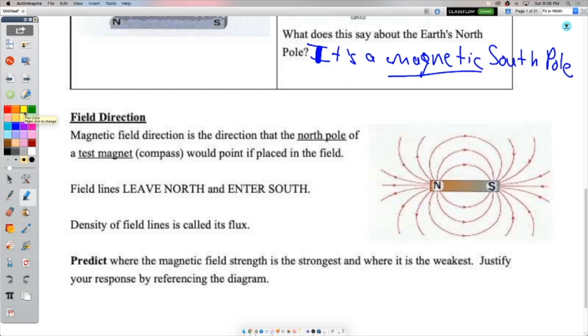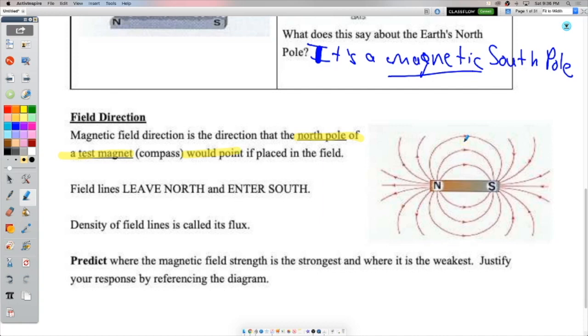So as we saw, for example, with our electric field, we need to pick a way to define the direction of the field and then stick with it, right? In the electric field, it was what would a positive charge do? In the case of our magnetic field, it's what is the direction that the North Pole of a test magnet would point? If we put a test magnet into the field, which way would its north end point, its North Pole point, right?